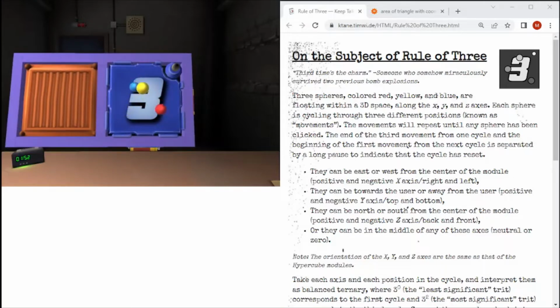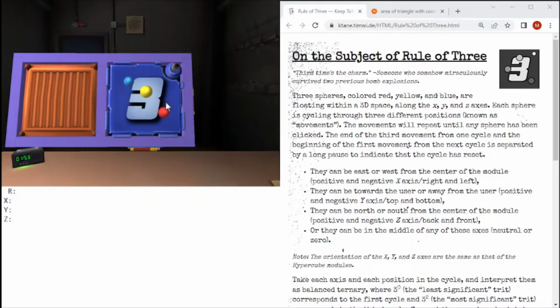So, the first thing we need to do is write down what all of these spheres are doing at each step in the process. One thing to keep in mind is that we see three movements, and then the spheres pause for a second to tell you where the movements start and stop. The position they are in where they pause, that's the third movement. Where they start up again after the pause, that's the first movement.